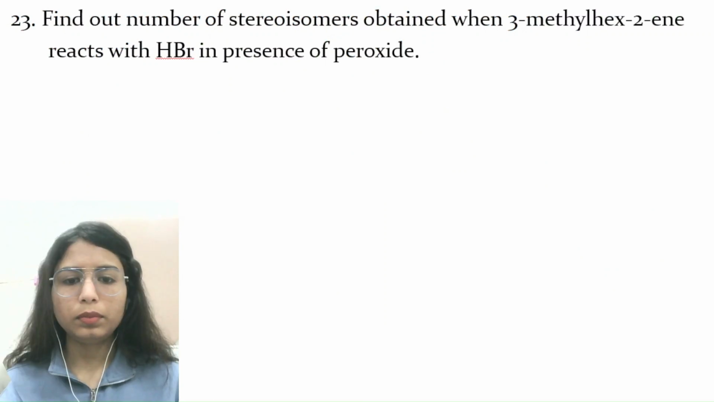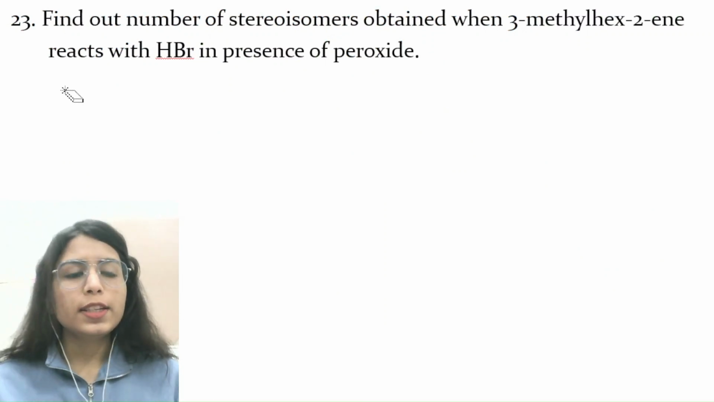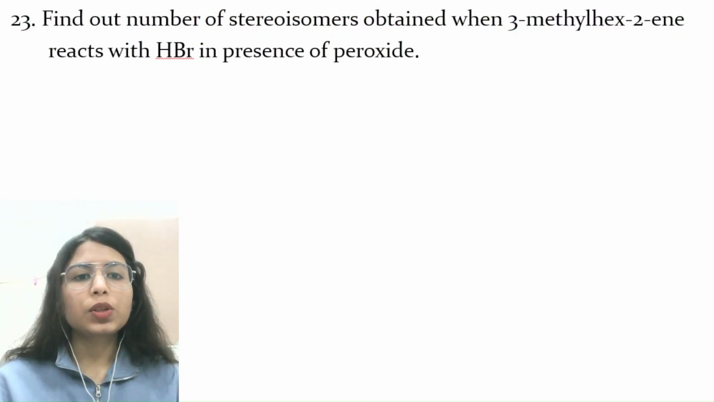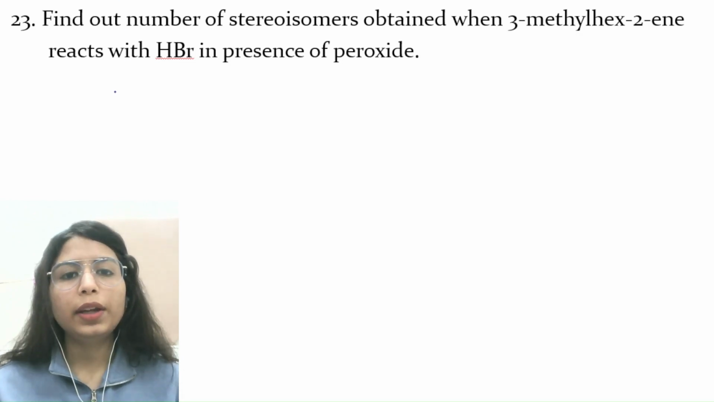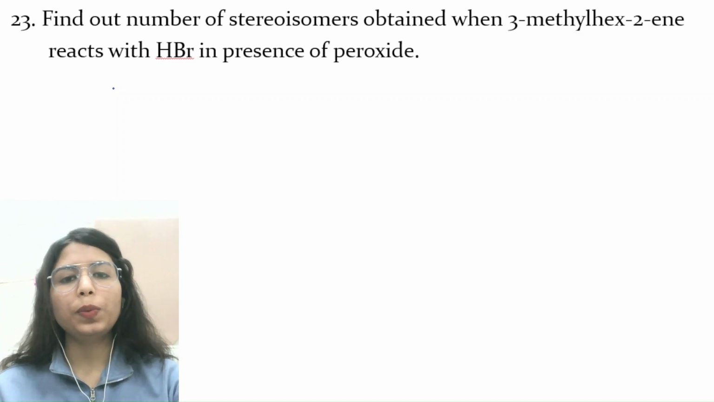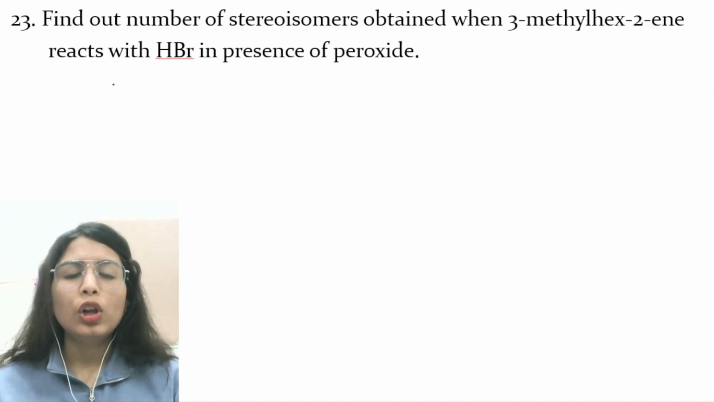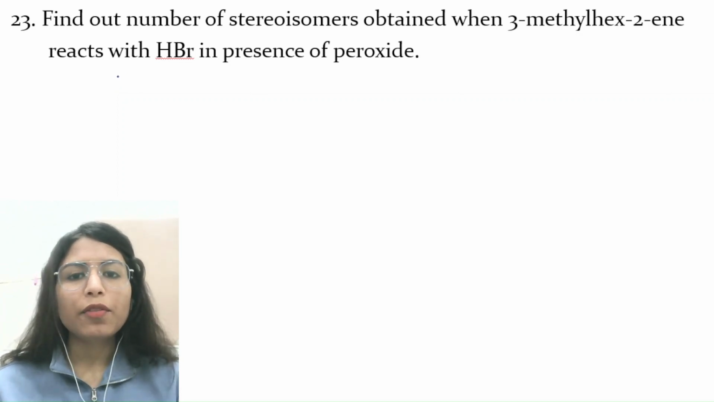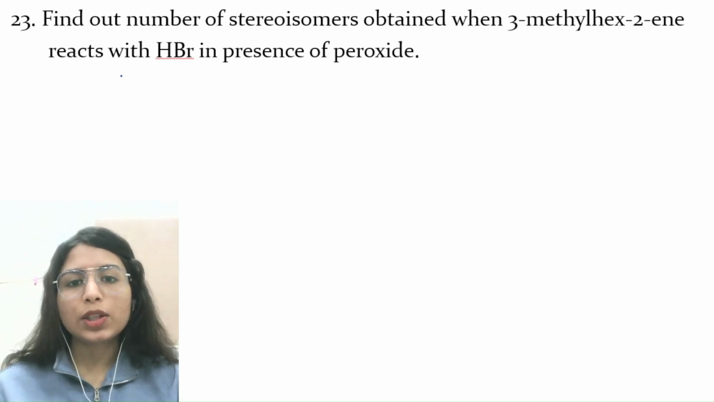Let us now move on to our next question. This question says: find out the number of stereoisomers obtained when 3-methylhex-2-ene reacts with HBr in the presence of peroxide. Looks similar? You must have heard this phrase, HBr in the presence of peroxide.